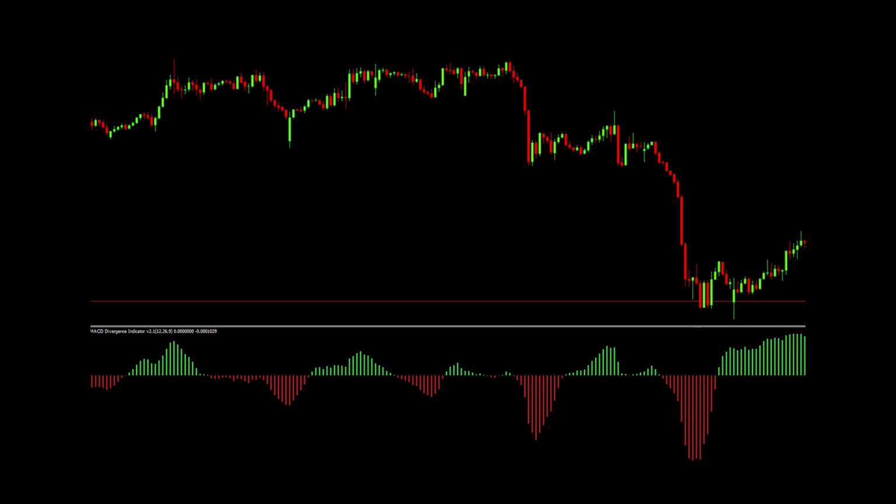To determine the divergence, you need to connect two corresponding peaks or troughs on the chart and the indicator. It looks like this. The chart shows how after a strong downtrend, the price slowed down, corrected up, and then went down again, updating the minimum. At the same time, a local minimum was also formed on the MACD, but higher than the previous one.